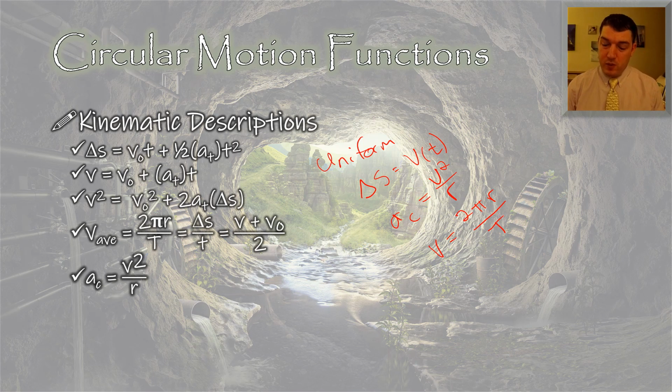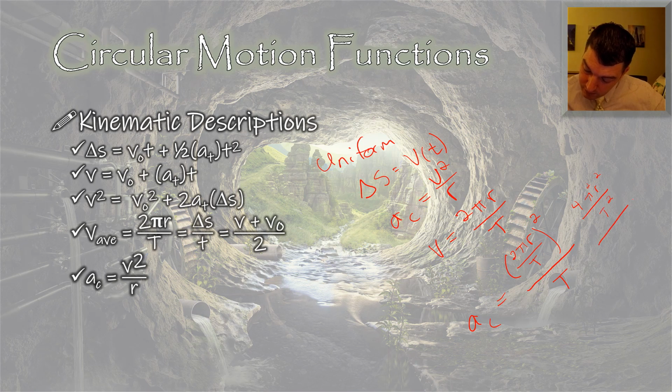Now, all of those are the important ones for uniform, and of course, as usual, you can see there's a little bit of a relationship here between these two. Now, v is 2 pi r over t, that's the circumference divided by the period, and centripetal acceleration is v squared divided by r. So centripetal acceleration will equal v squared, which is 2 pi r over t squared, divided by r. See a couple things happen. So you'd end up with 4 pi squared r squared over t squared, divided by r.